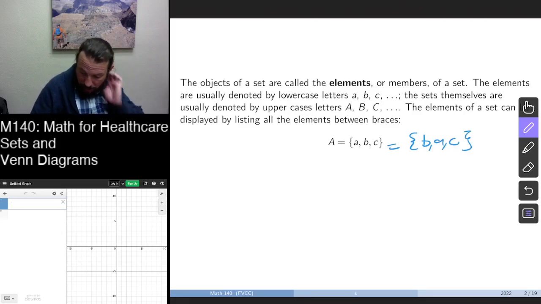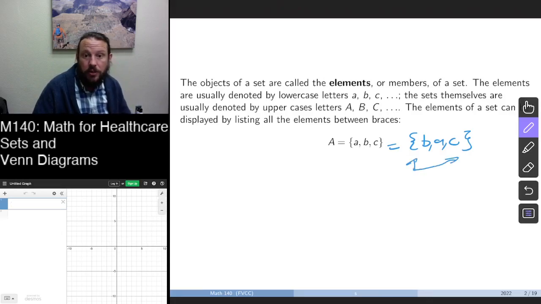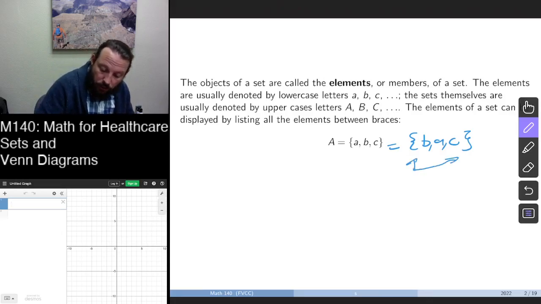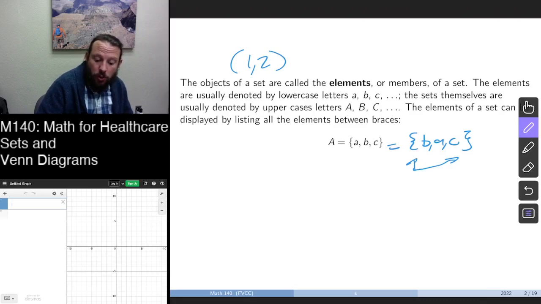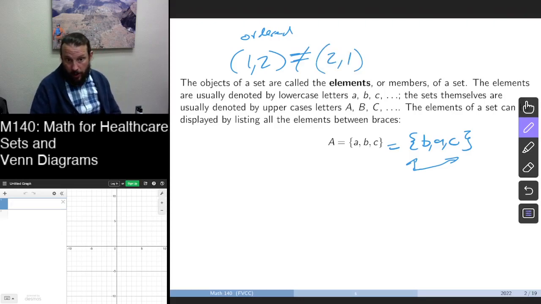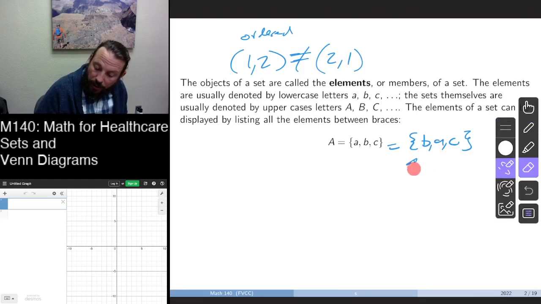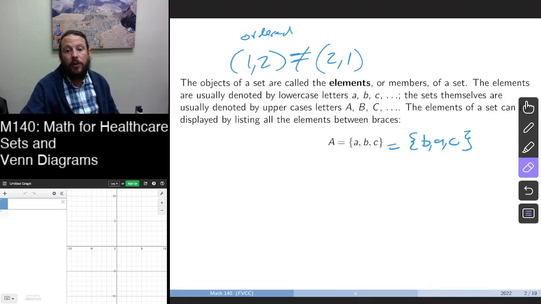And that is partially why the curly brackets are necessary. If you recall, say, a point in the plane, maybe (1, 2), that's ordered. When we have parentheses, we usually mean ordered. So this is not equal to (2, 1), right? They're not the same point in the plane. So just to note, that's why those curly brackets are there and why they're important. They do have meaning to them.